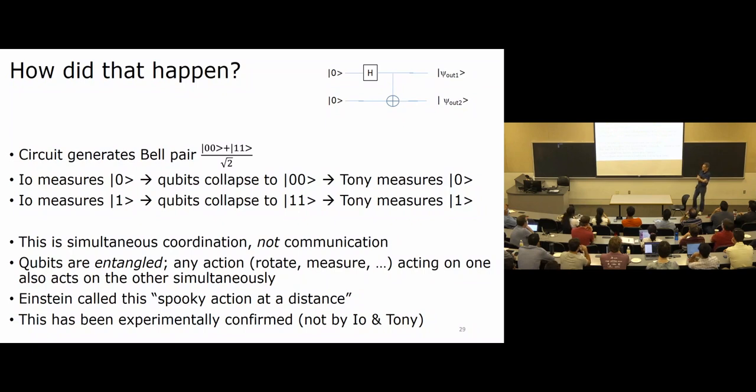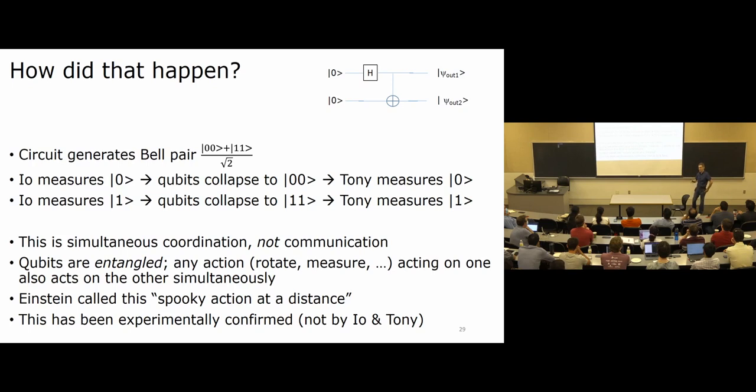So again, the circuit generates ket 00 plus ket 11 divided by square root of 2. Suppose that Io, she's on Venus, measures first. Suppose that she measures ket 0. Now, it could have been either ket 00 or ket 11. That was the superposition. I cannot have ket 11 because she measured a 0. So it must be ket 00. If it must be ket 00, then Tony, who is on Mars, must measure ket 0.